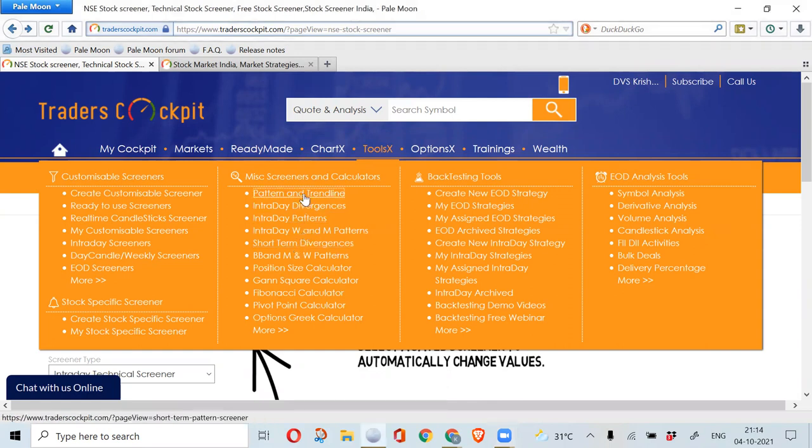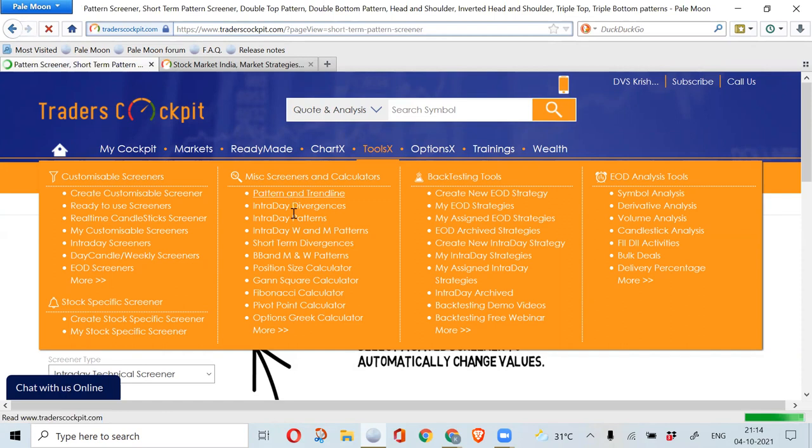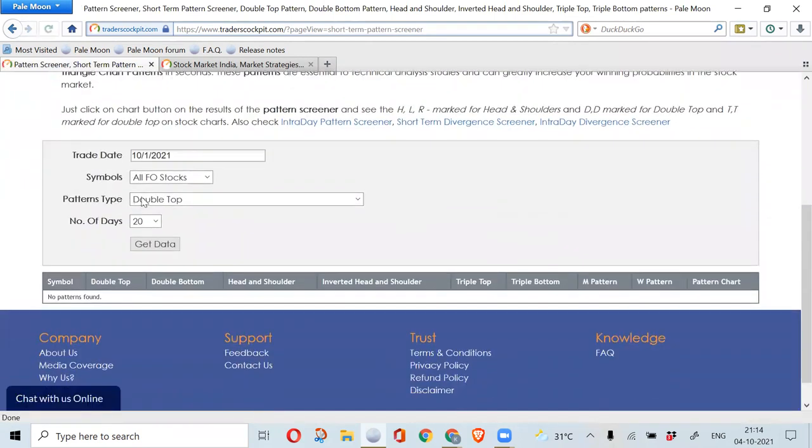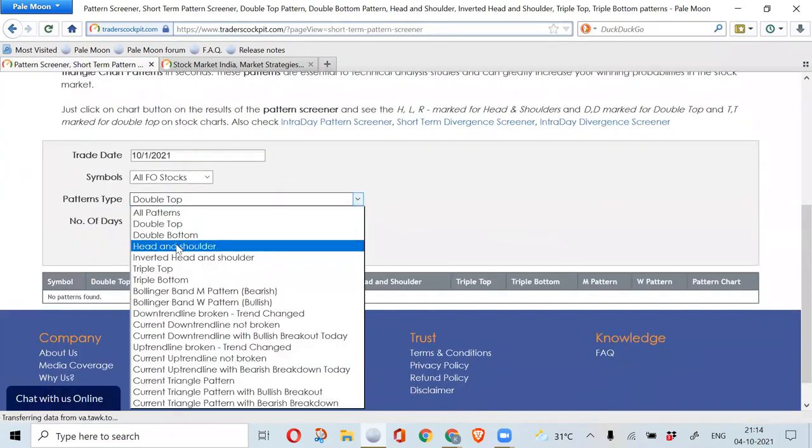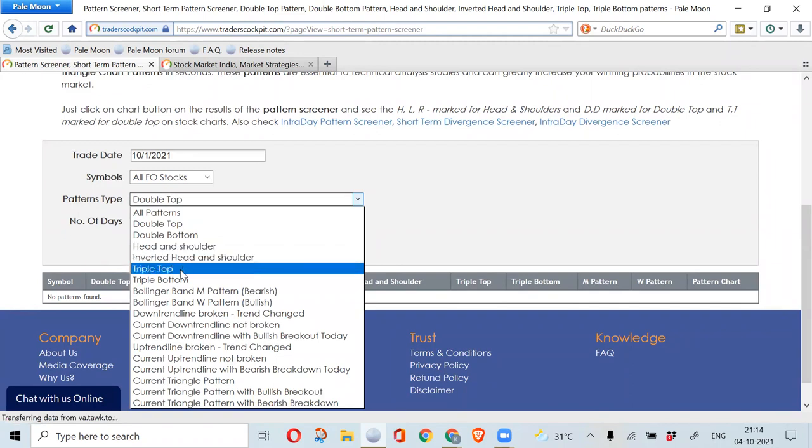For example, pattern and trend line screeners will have all the patterns where you can screen basing on the patterns forming in the candlestick formations, basing on intraday time frames or basing on end of the day, daily candle time frames, we can screen the patterns here. We shall see what are the patterns available on pattern and trend line screeners. So you can select double top, double bottom, head and shoulders, inverted head and shoulders, triple top, triple bottom, Bollinger Band. And then in addition to this, we have got downtrend line broken, trend changed.